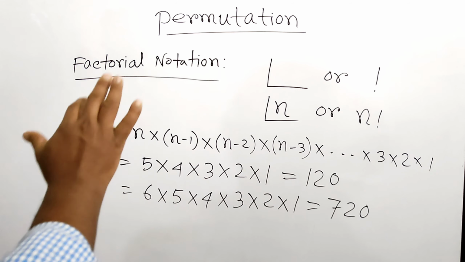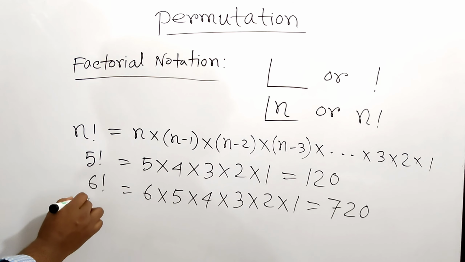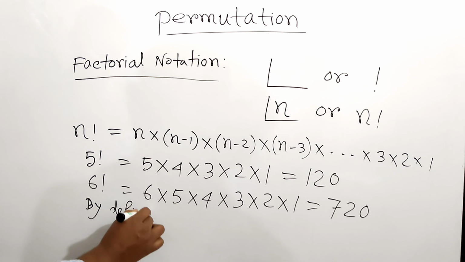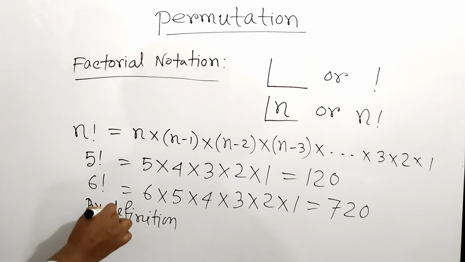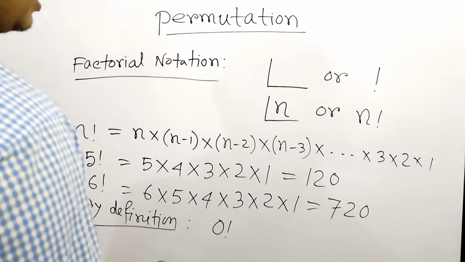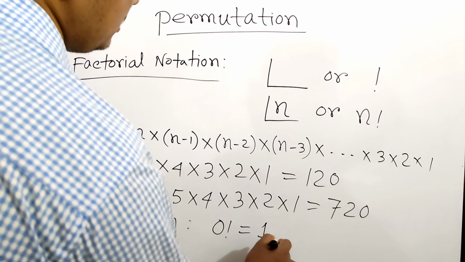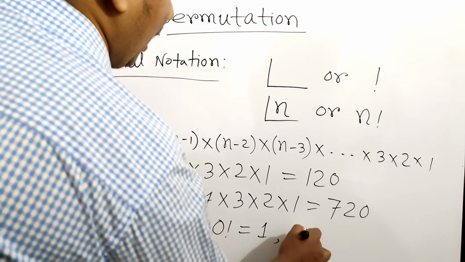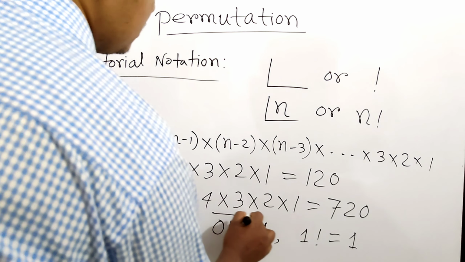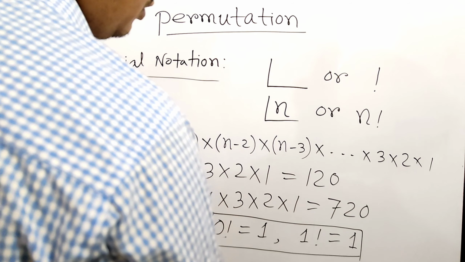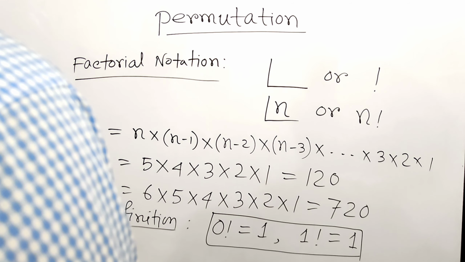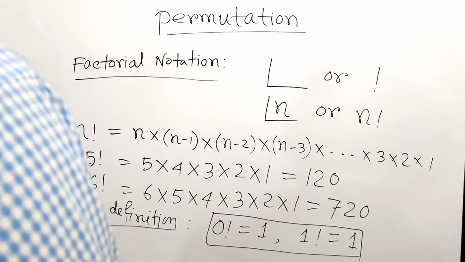And in factorial you must know, by definition of the factorial, you must keep in mind, if you see 0 factorial, it must be 1, and 1 factorial is also 1. So keep in mind these two things when you do factorials. So 0 factorial means 1 and 1 factorial is also 1. Okay, so this is all about the factorial.